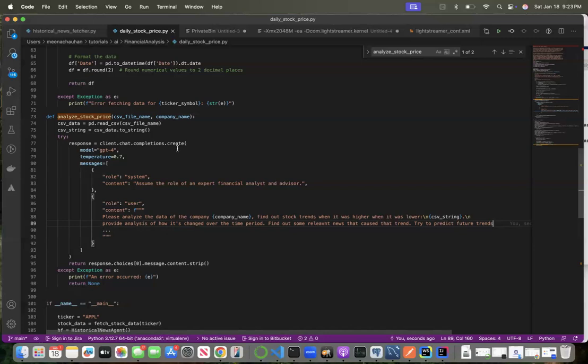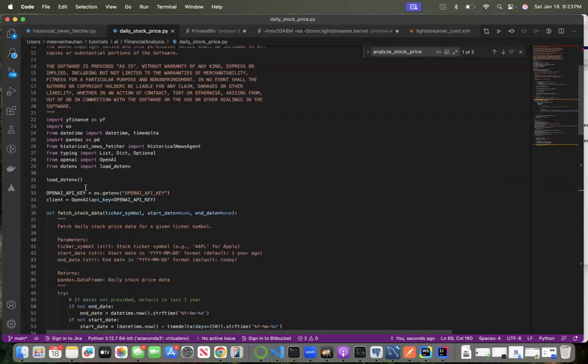Now for OpenAI, if you are interested in knowing how to do it, go to part 1 where we used OpenAI to fetch the balance sheet. There I've explained OpenAI in detail, but just a brief recap: what you would need is the OpenAI key stored in the .env file. This is how you will load it.